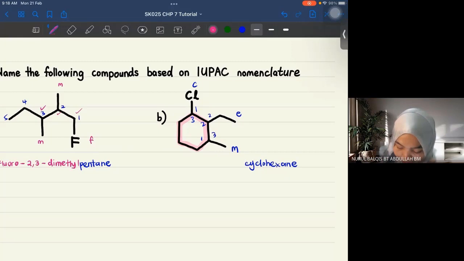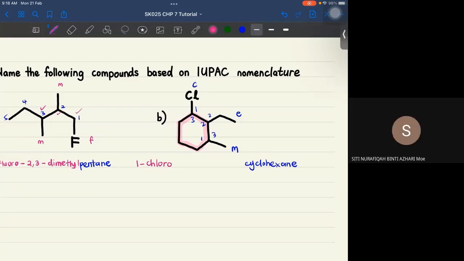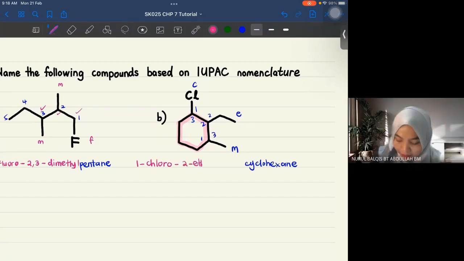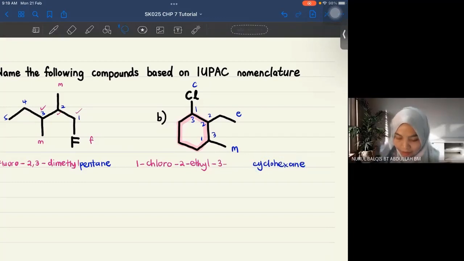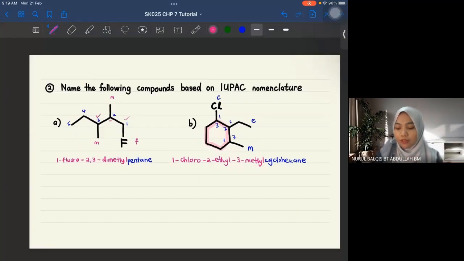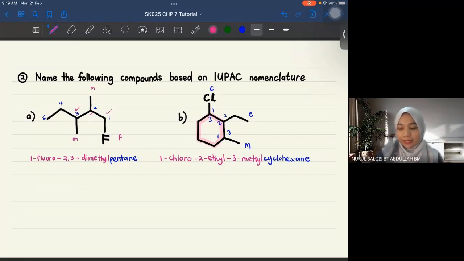So nama dia apa dia dalam ni? 1-fluoro, 2 ethyl methyl. Ethyl. Lepas tu, ethyl dengan methyl sekali ke? Oh tak. Ethyl lain, methyl lain. Kalau dia nak sama, kena letak di lah. Tapi dia tak boleh lah sebab dia case lain. Last sekali kita ada 3-methyl. Sekejap. Okay. 3 methyl cyclohexane. So it's quite straightforward lah untuk nomenclature for haloalkene.